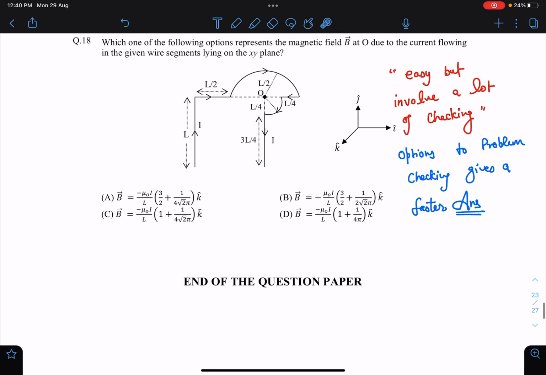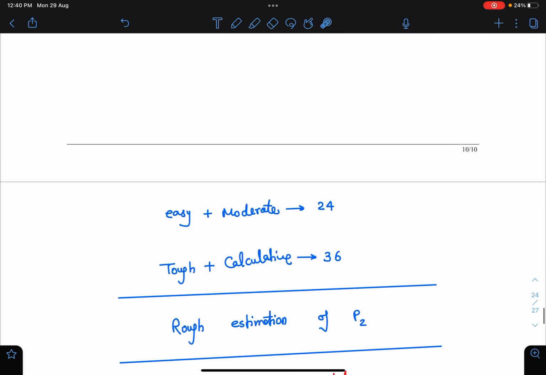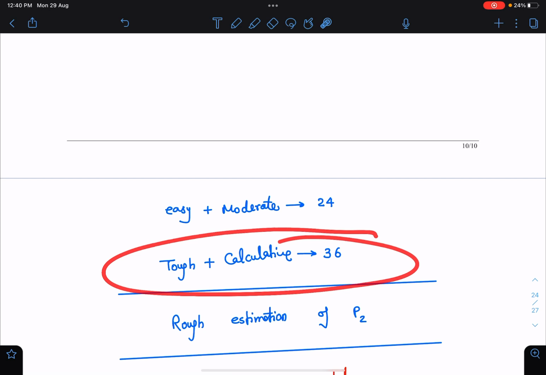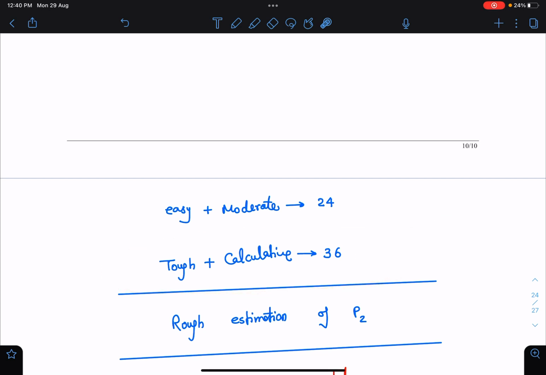So overall, when we go to paper 2, easy, moderate, doable questions have roughly 24 marks, whereas tough and calculative ones have approximately 36 marks. So you can see here more than 50% of the paper is on the tougher side, plus entire negative marking, plus exam environment, plus display problem and whatnot in the paper. So this will make it really a monster paper in my opinion.